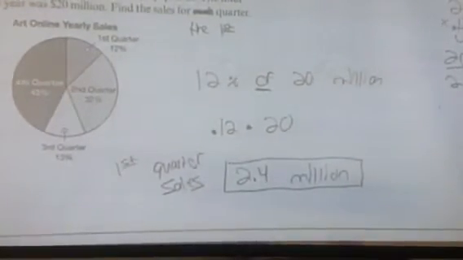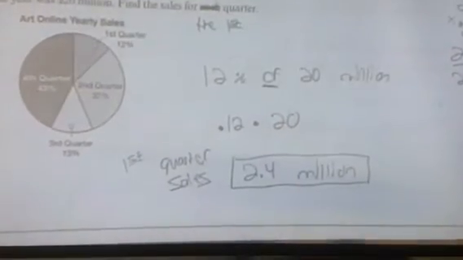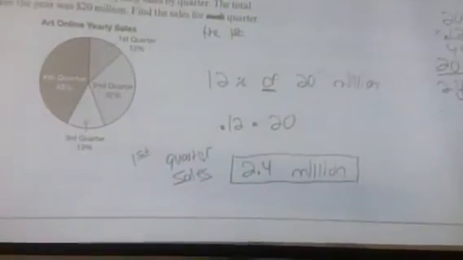You would do the same thing to find each quarter, but since we're running out of time, we only found the first. That should be all for this lesson.